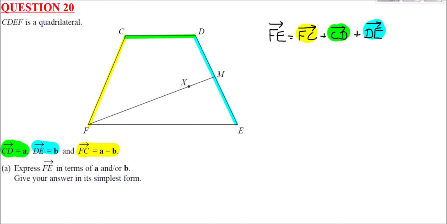So that's in terms of letter form, for lack of a better way of saying it. We now need from F to C as a vector. From F to C, I'm sorry, we're told is A minus B. So that's A minus B. Then CD is just simply A. And finally, DE is vector B.